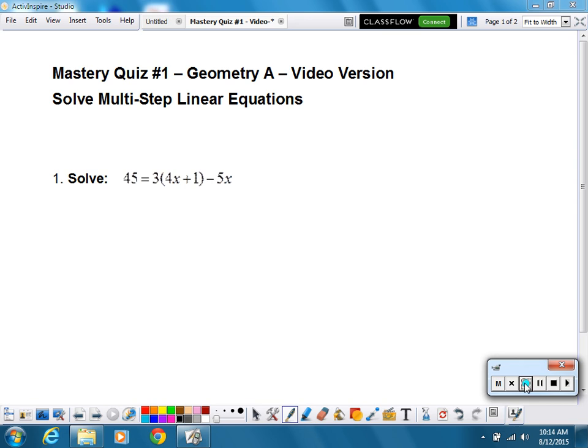Greetings. Today we're going to be looking at Mastery Quiz number 1 in geometry. You'll notice that Mastery Quiz number 1 is basically a review of some algebra skills. We're looking at solving some equations here.